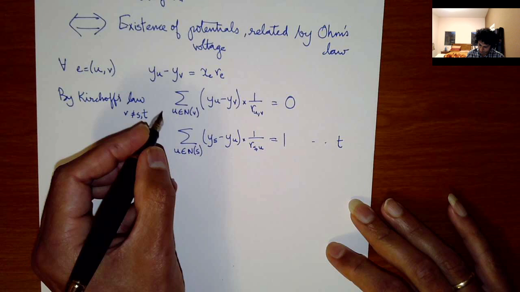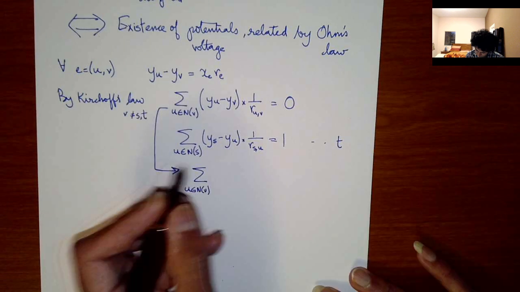What you get is the summation over all u in the neighborhood of... I'm sorry, I'm probably fudging this up. Let me write this differently.